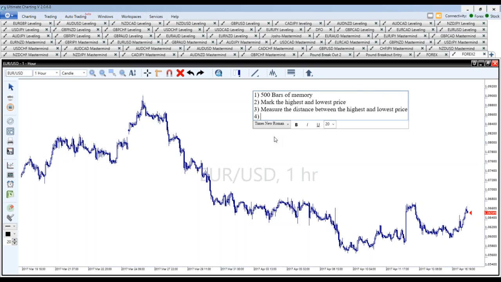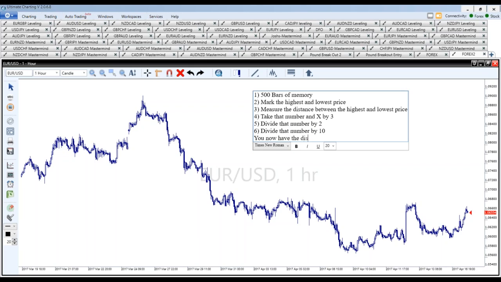Take that number and times it by 3. Number 5, divide that number by 2. Number 6, divide that number by 10. You now have the distance between the levels of your grid.